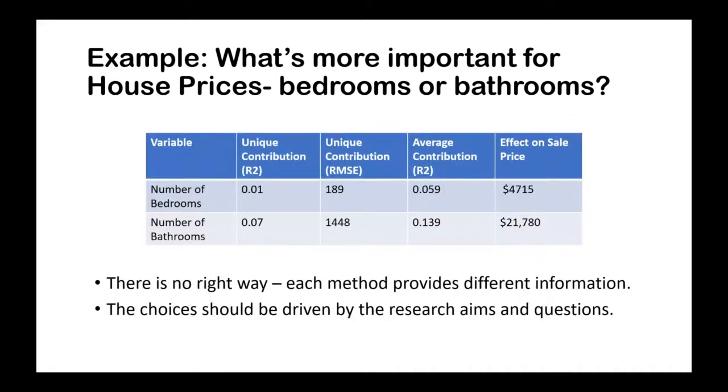So we've done these three broad methods, looking at the unique contribution, the average contribution, or the effect on your response variable. None of these ways are right. They all provide different information. And so before you embark on this kind of journey, you should be thinking about what you're hoping to find out and what your research aims are when you're asking what's more important.